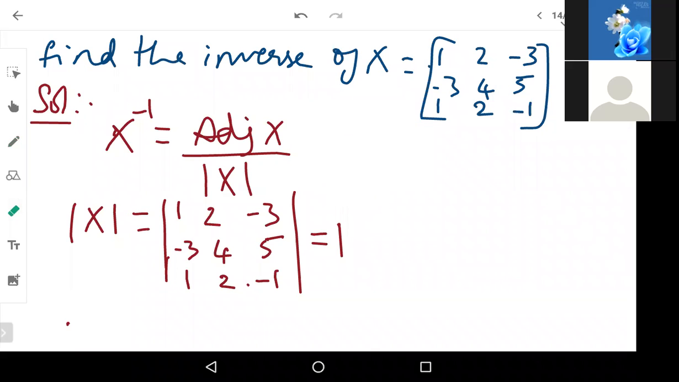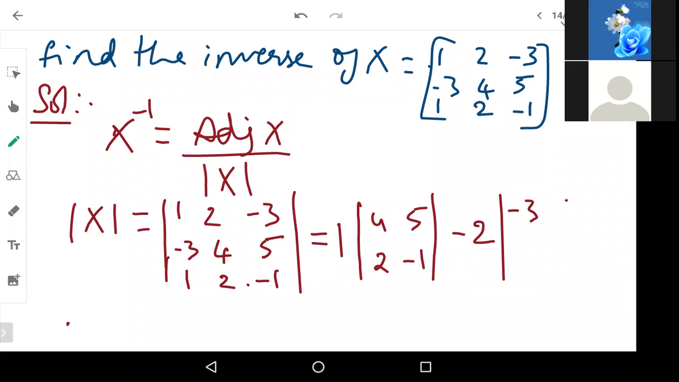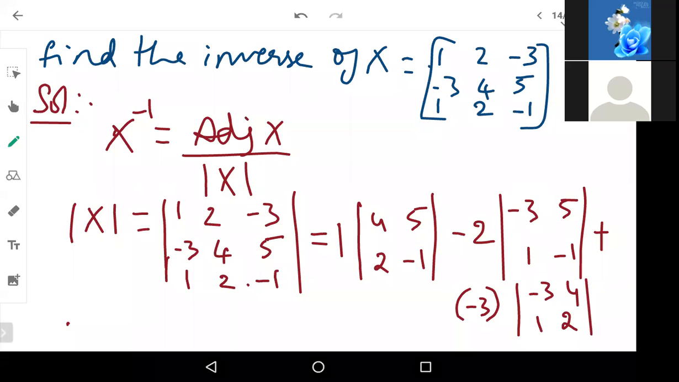minor? Let us write all the steps. What will be the minor? 4, 5, 2, minus 1. And then minus 2 into the minor of minus 3, 5, 1 and minus 1. And then plus of minus 3 into the minor of minus 3, 4, 1, 2. Good. Correct? Is this answer right? I mean, is the procedure correct? 4, 5, 2, minus 1.